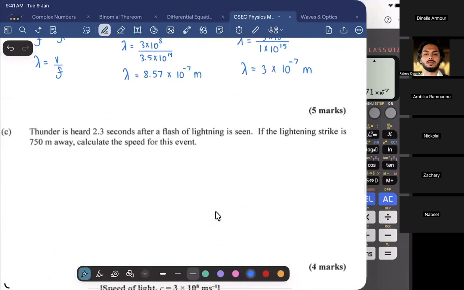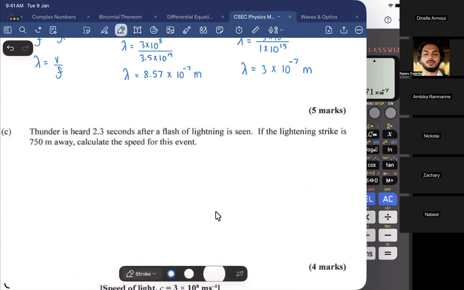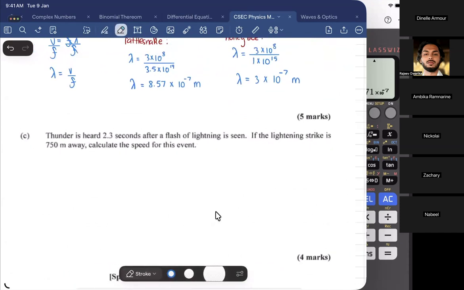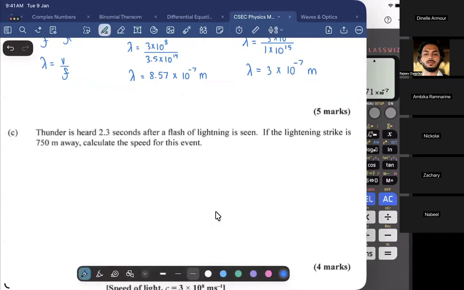Alright, thunder is heard 2.3 seconds after a flash of lightning is seen. If the lightning strike is 750 meters away, calculate the speed for this event. So guys, if I want to figure out the speed, do you remember the formula for speed? This is maths. Speed is equal to what over what? Think simple maths. Nothing complicated. Distance over time.